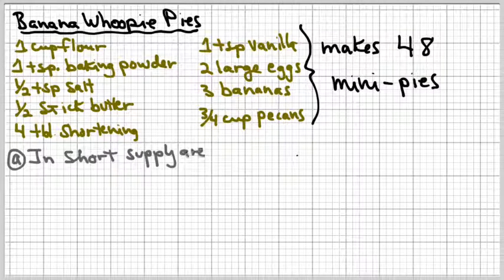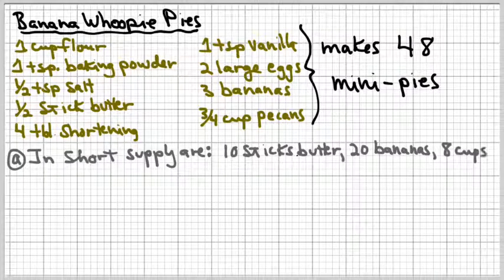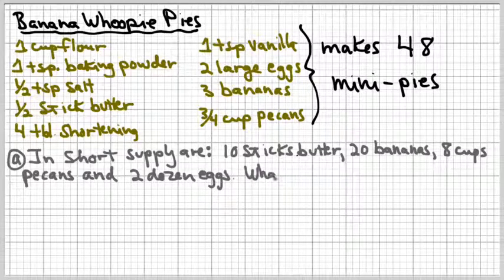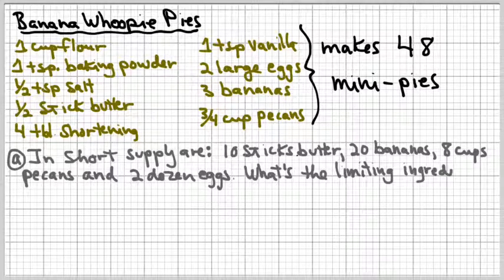So in this question, 4 of these ingredients are in limited amounts. In this case, it's the butter. There's only 10 sticks of butter, 20 bananas, 8 cups of pecans, and 2 dozen eggs. So I want to figure out which one is the limiting ingredient, which one is going to run out first. So if you remember the examples we went over in class, we want to see how many batches each of these would produce. Whichever one produces the fewest, that will be the limiting reagent.